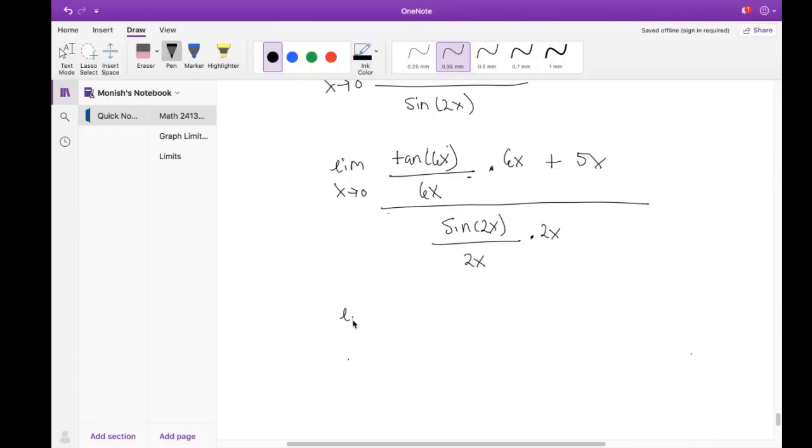Oh, okay. So this portion becomes 1, right? The tan 6x over 6x has the same property as the sine 2x. So it's just 1 times 6x plus 5x, over 1 times 2x. And then you just simplify this to 11 over 2, because it'd be 11x over 2x, and the x's just cancel out, so it would just be 11 over 2.